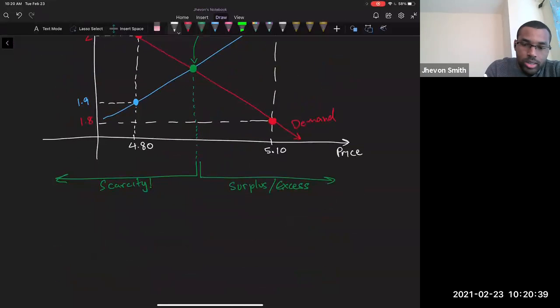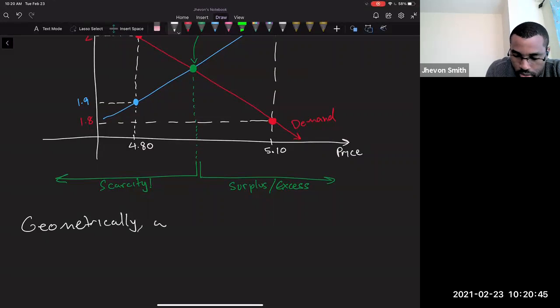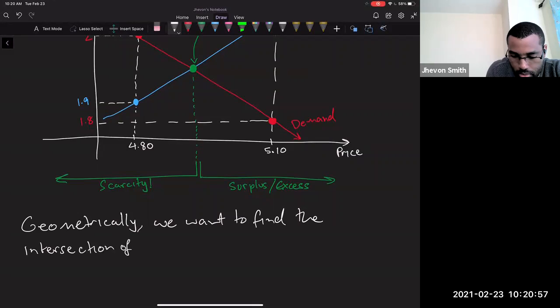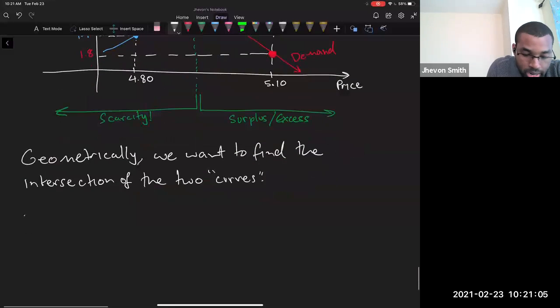So geometrically, we want to find the intersection of the curves. Algebraically, what this means is solving a system of equations.